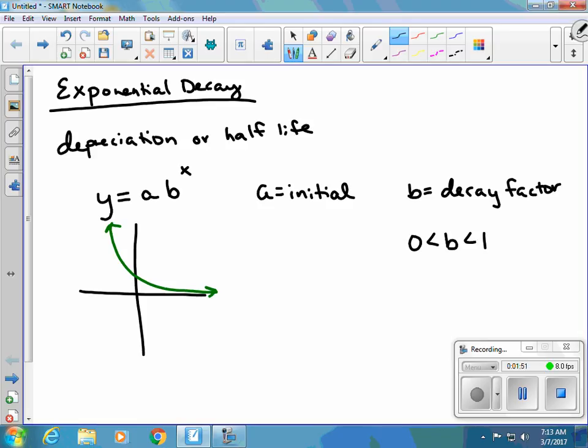So it's a fraction. We're cutting it in half. We're cutting it in thirds. We're making it smaller. A lot of people think that exponential decay makes it negative. That's not the case. In order to make it decrease like that, you need to have a fraction.